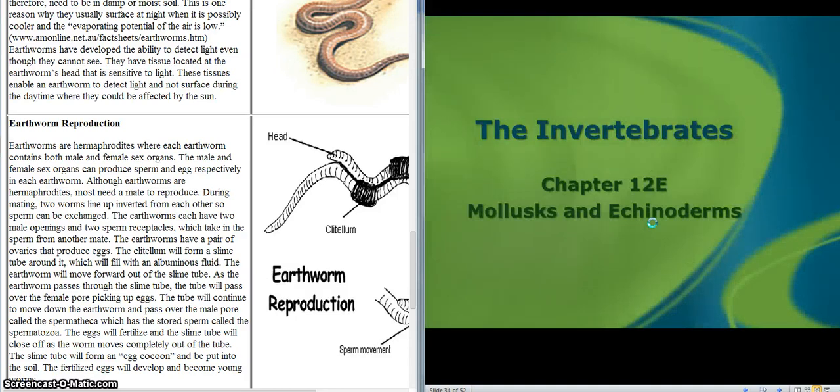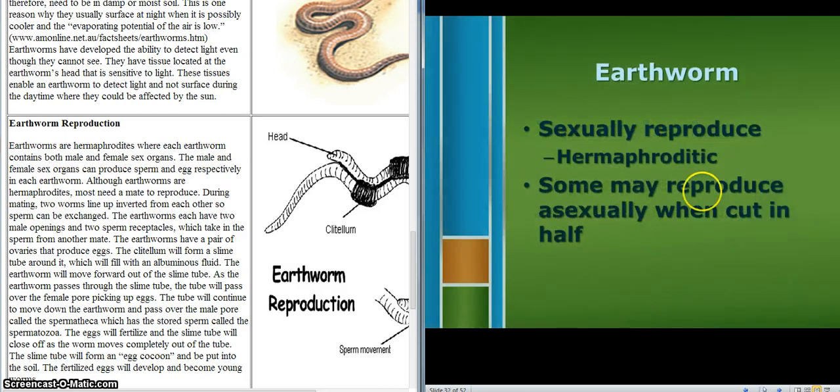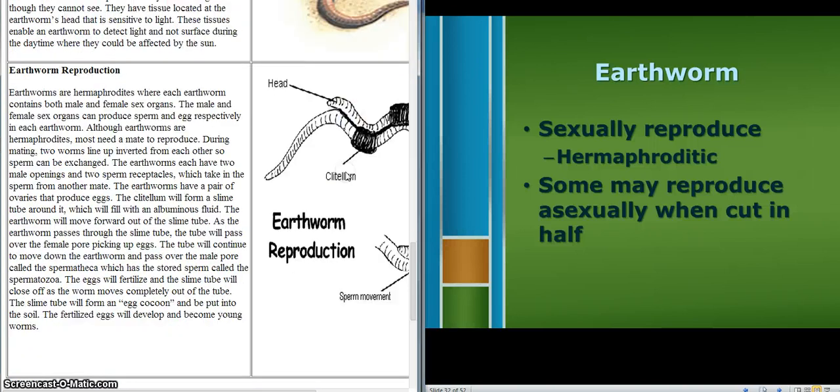So that ends our discussion on earthworms. Yes, some may reproduce asexually when cut in half. That does happen sometimes. These guys work both ways like that.